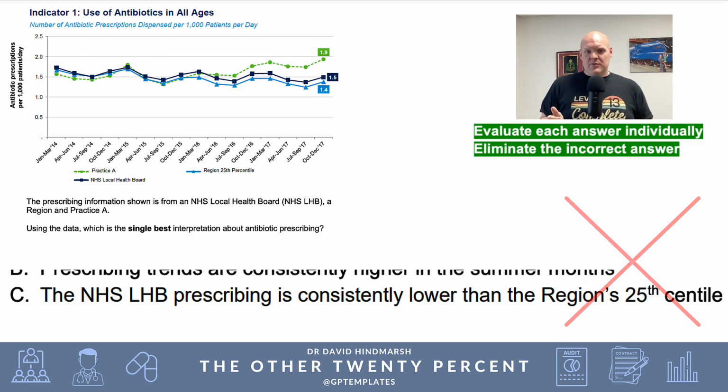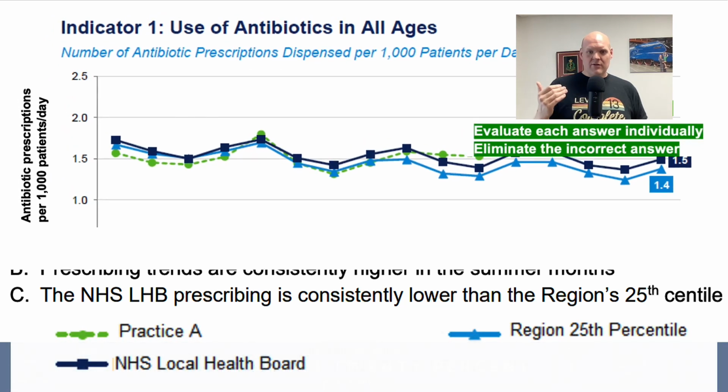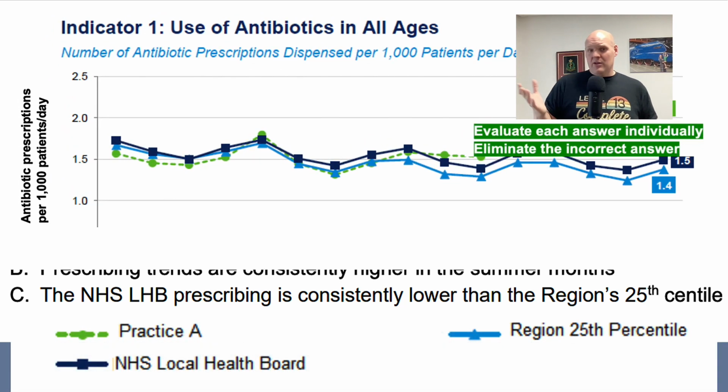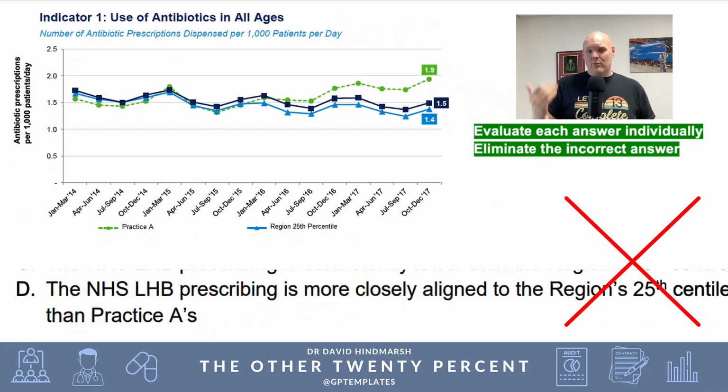The NHS LHB prescribing is consistently lower than the region's 25th centile. So now that we've orientated ourselves in terms of the colour of the chart, so we've got that dark blue line and the light blue line that we're looking at. So let's look at it closer. And actually, it's the other way around. The 25th centile is consistently lower, so we know that that one's wrong.